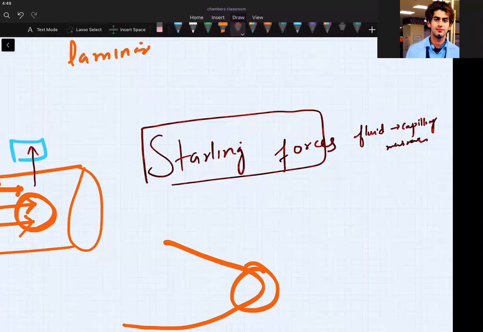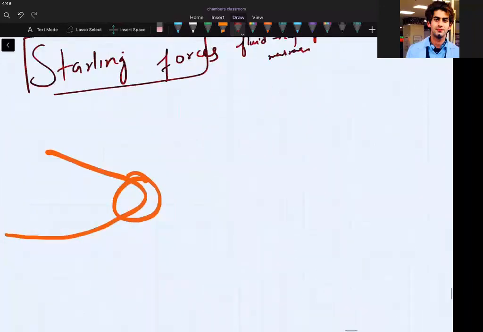Now we'll write it. So he says we have PC. What is PC? Personal computer, isn't it? It's not personal computer. Basically, it's the capillary hydrostatic pressure, so the pressure in the capillary.